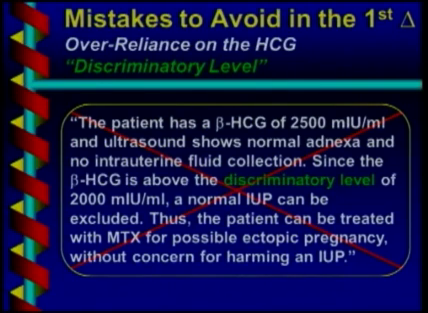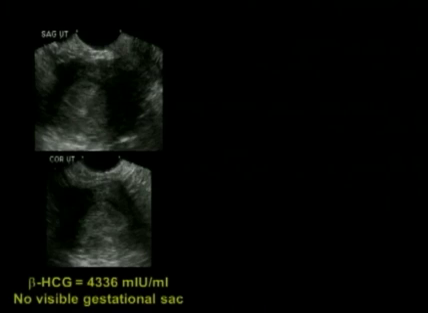This mistake is made quite commonly: to think that if the B-HCG is above 2,000 and you don't see anything inside the uterus, then it can't be a normal intrauterine pregnancy. If you gave methotrexate because there can't be an intrauterine pregnancy, you would be causing problems, causing damage, as we'll see on the next several slides.